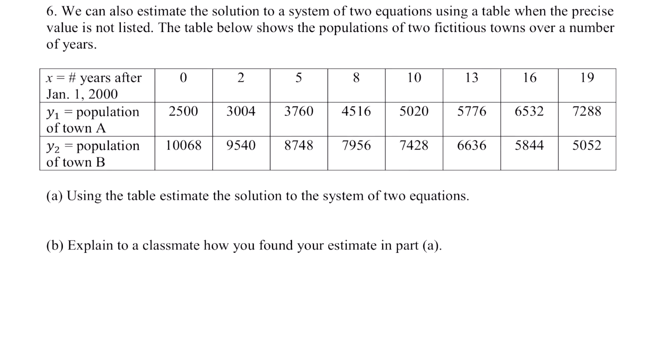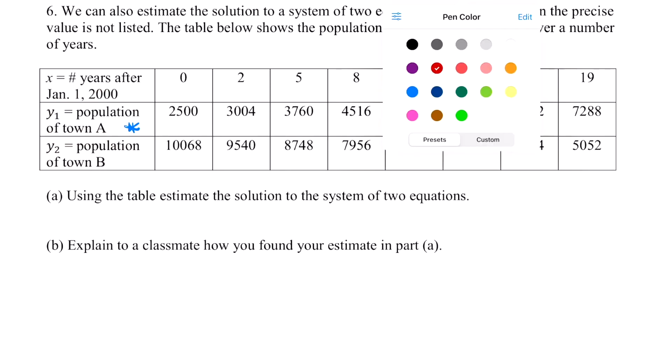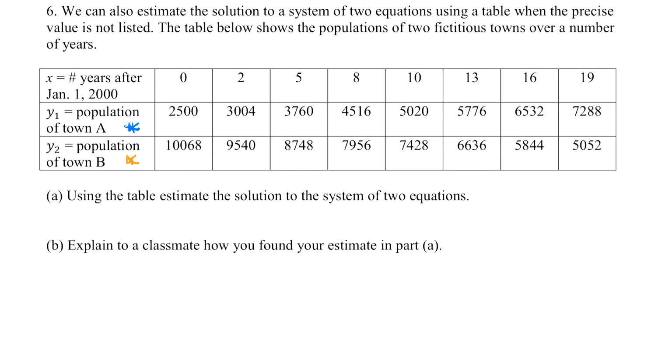We can also estimate the solution to a system of two equations using a table when the precise value of the solution is not listed. So the table below shows the population of two fictitious towns over a number of years. So we have town A and town B. And I'm going to make a little sketch, so I'm going to go ahead and put a blue asterisk near town A and an orange asterisk near town B. And you'll see why I'm doing that in a second.